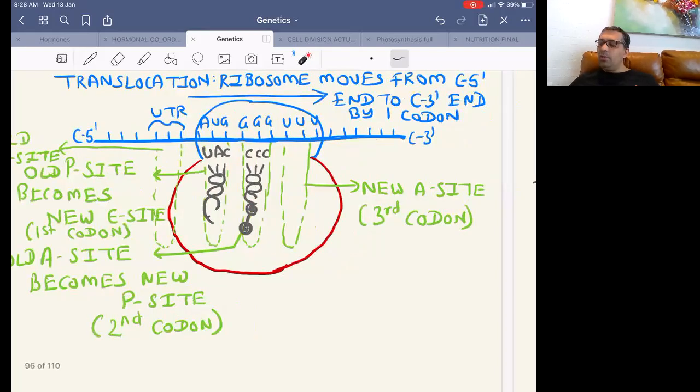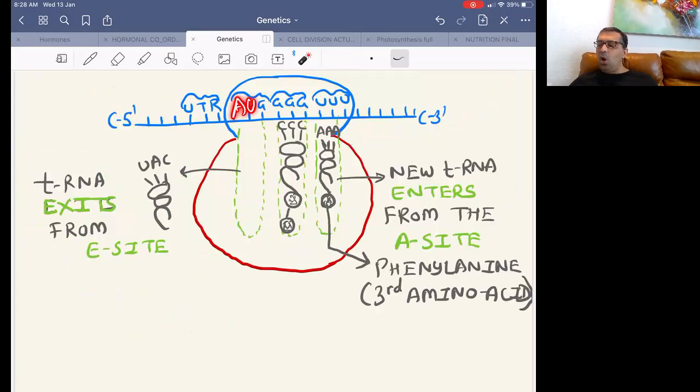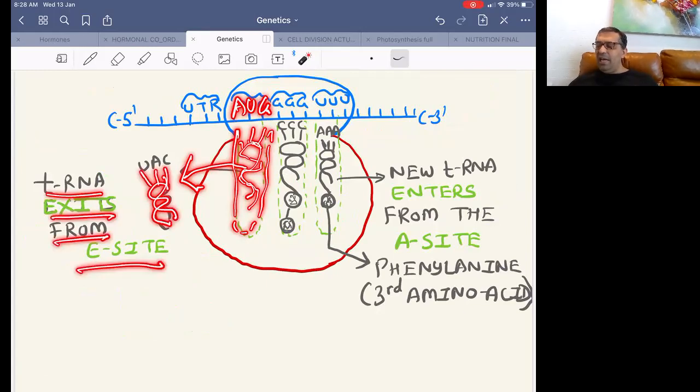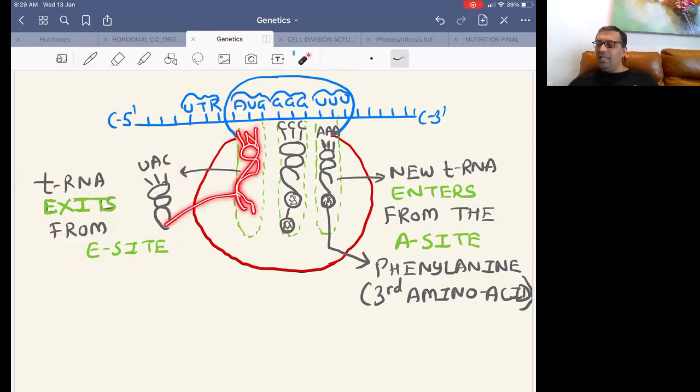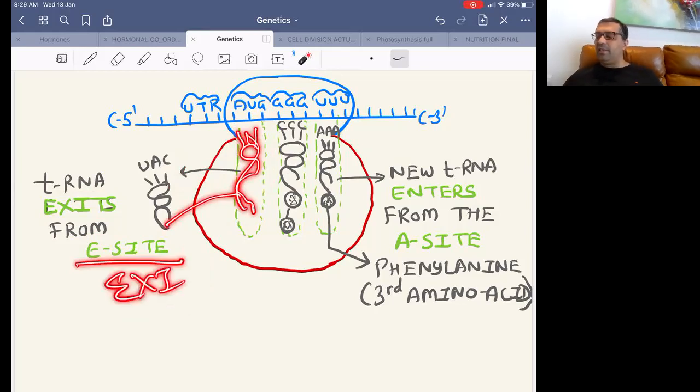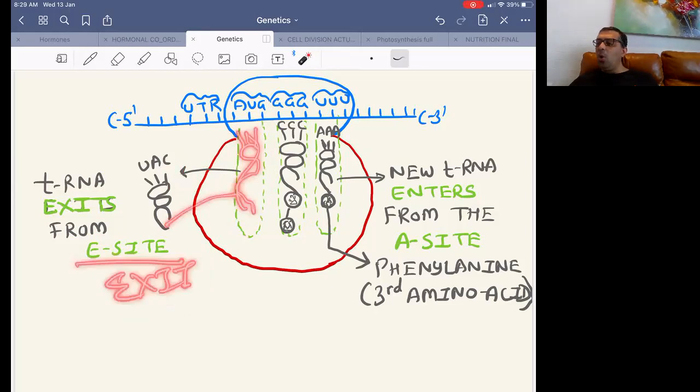And now what will happen? Sir, AUG, the first codon, and the second codon has become empty, so it has no work now. That tRNA exits the ribosome from the E site. The ribosome will release the tRNA from the E site. So tRNA exits from the E site, and that is the reason the E site is called the exit site. And the second codon is read.